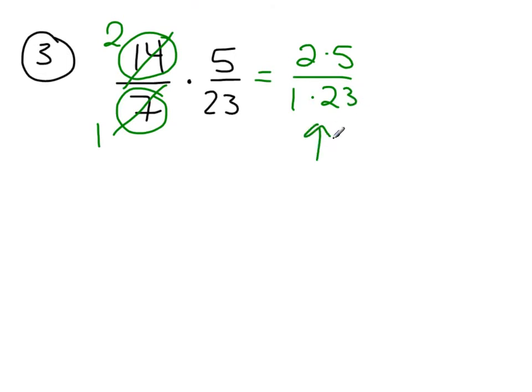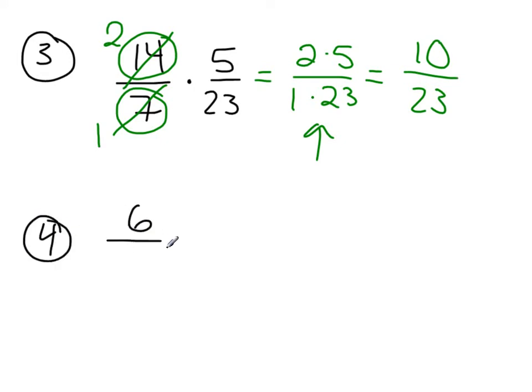Now, I write this step just to show you. You can do that in your head. You don't have to write this. You could get 10 over 23, and we got the same answer. Be careful, though. That is not to say if we have 6 over 17 times 3 over 11.